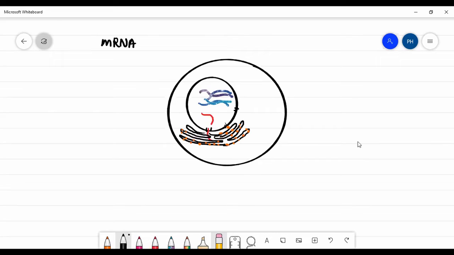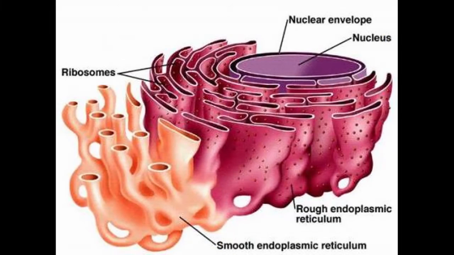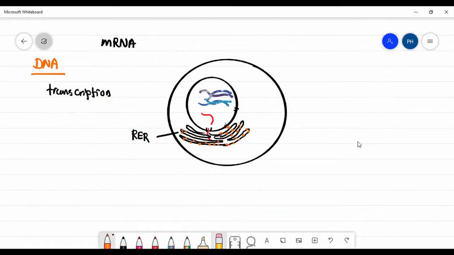Only mRNA molecules can. So when they leave through the nuclear pores, usually those are connected with the rough endoplasmic reticulum. And RER have numerous ribosomes attached to their surfaces. The first thing, the transcription, happens in the nucleus. That's what we discussed. The copying of DNA to mRNA is known as transcription and forms mRNA.